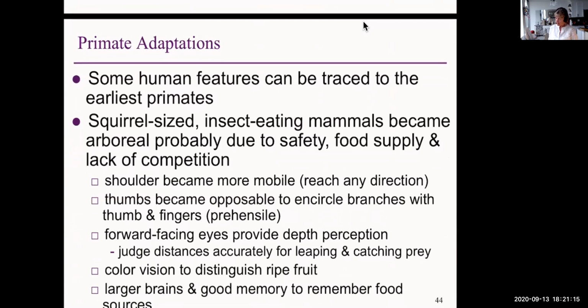So our earliest primate ancestors were very small. They might not have been primates. They were a mammal for sure, though. They became arboreal. That means living in the trees.